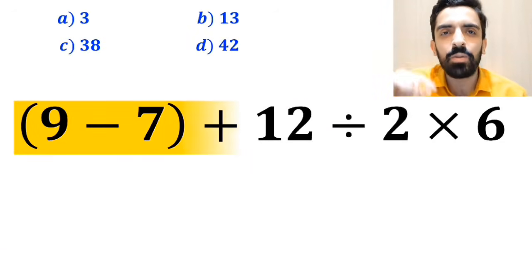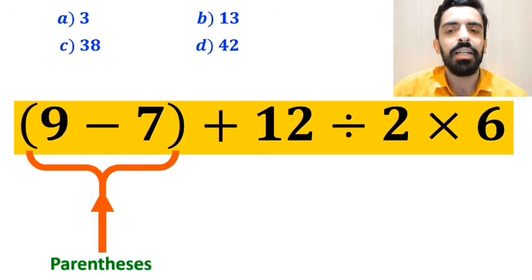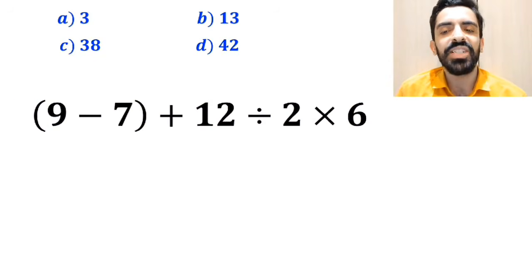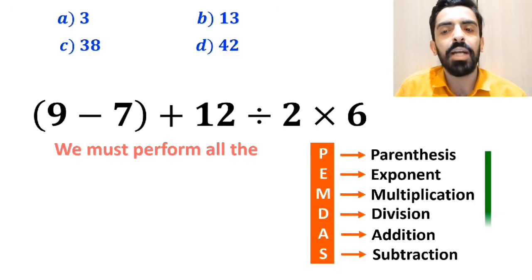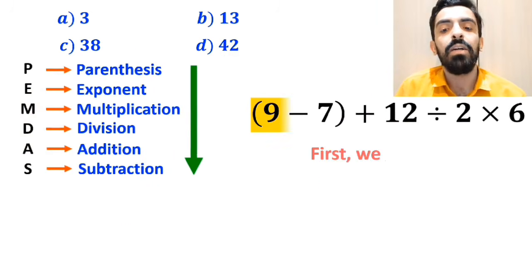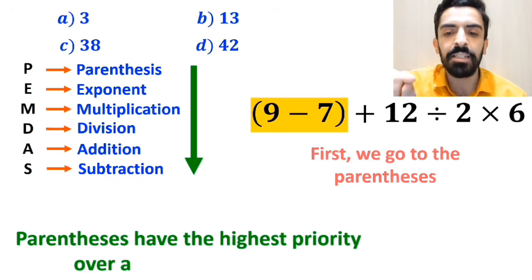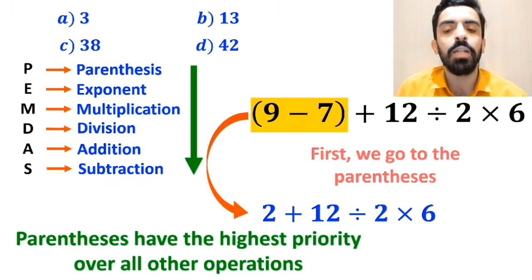Alright, now let me show you how to solve this expression correctly. As you can see on the screen, in this expression, first we have a parenthesis, then an addition sign, followed by a division, and finally a multiplication. To solve this question, we need to follow the PEMDAS rule step by step. We must perform all the operations strictly from top to bottom according to the PEMDAS rule. Okay, first we go for the parentheses, because according to the PEMDAS rule, parentheses have the highest priority over all other operations. So, we can rewrite this expression as 2 plus 12 divided by 2 multiplied by 6.